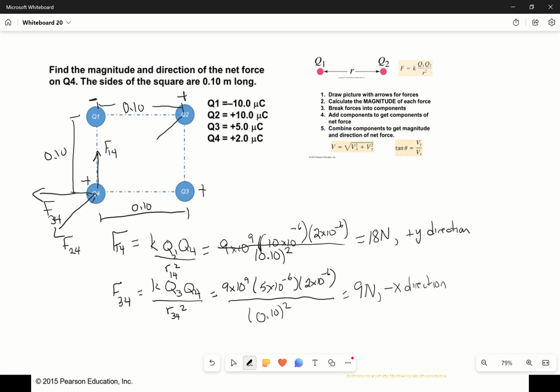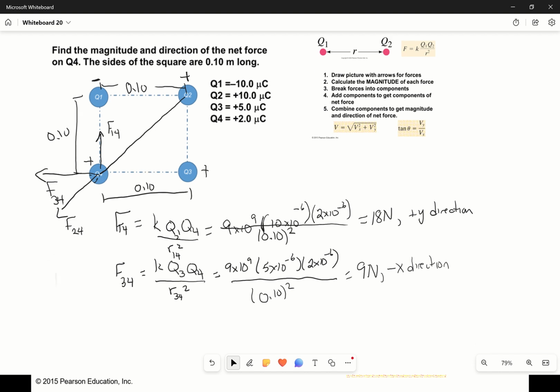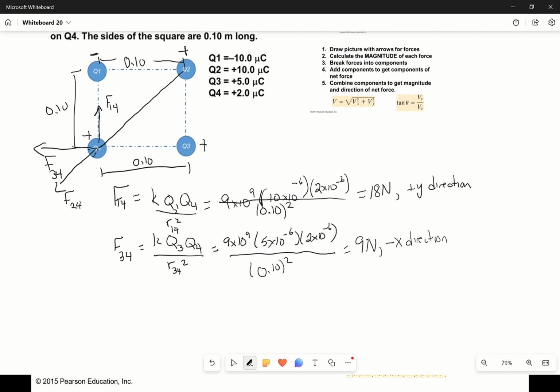And the tougher one is only tougher because I have to figure out what's the distance, the diagonal distance between 2 and 4. Okay, so the force between 2 and 4 is going to be K Q2 Q4 over the distance between 2 and 4 squared. So that's 9 times 10 to the 9. Q2 is 10 microcoulombs, 10 times 10 to the minus 6. Q4 is still 2 microcoulombs.